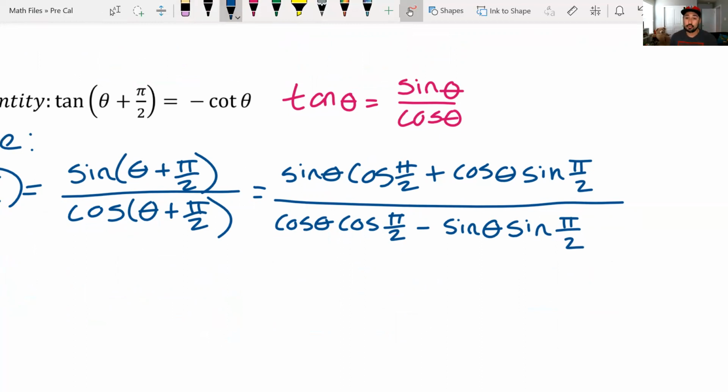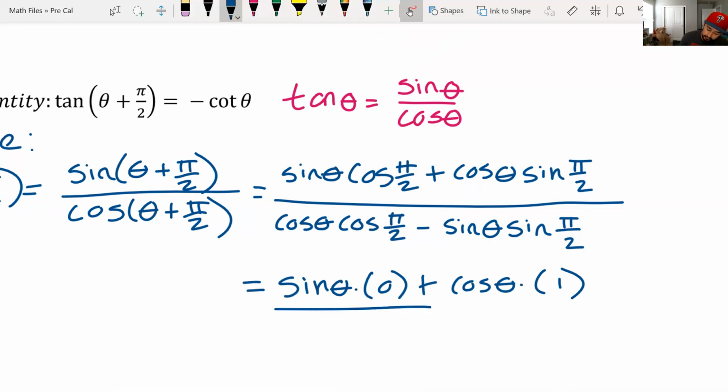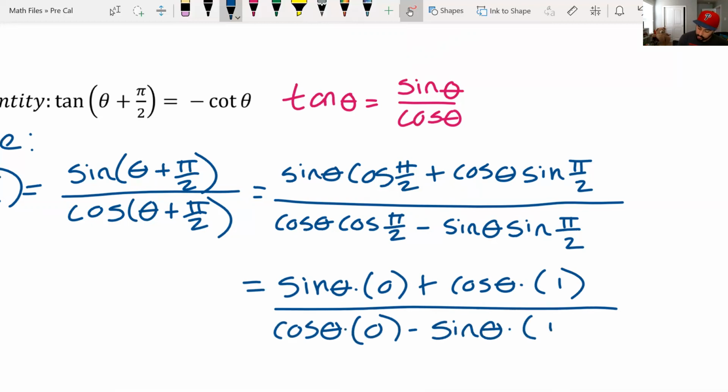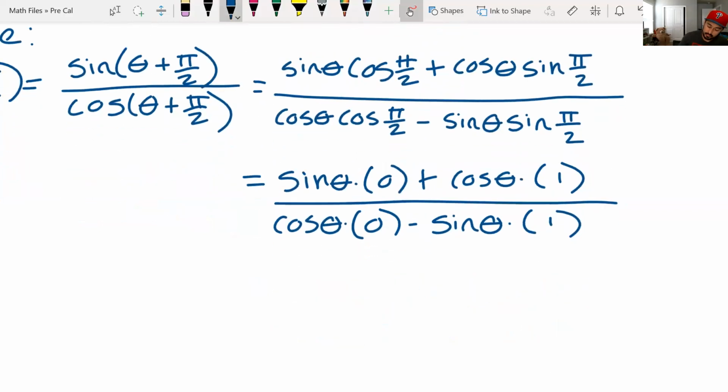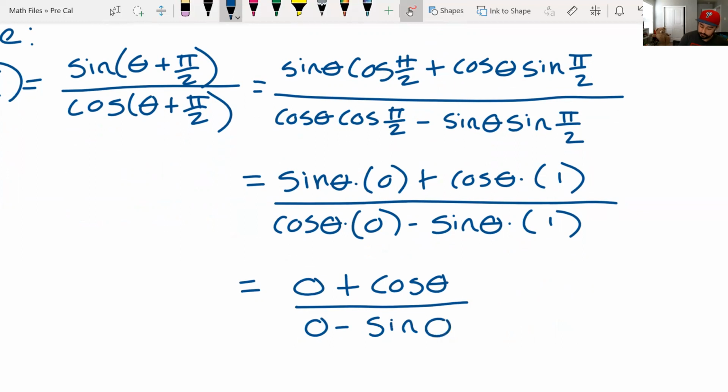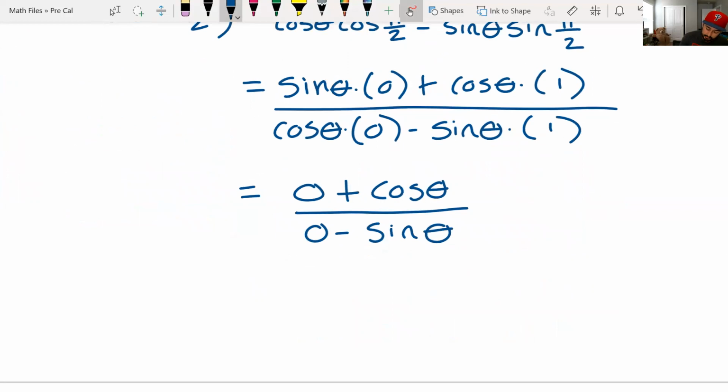Okay, so now reference your unit circle for cosine of pi over 2 and sine of pi over 2. So this would give me sine theta times 0 plus cosine theta times 1 over cosine theta times 0 minus sine theta times 1. You get 0 plus cosine theta over 0 minus sine theta, which then becomes cosine theta over negative sine theta.